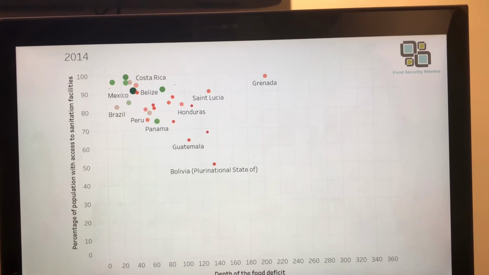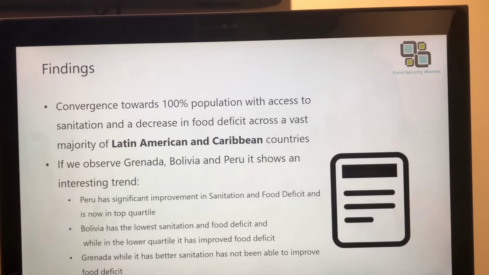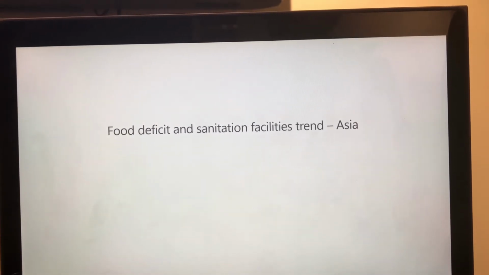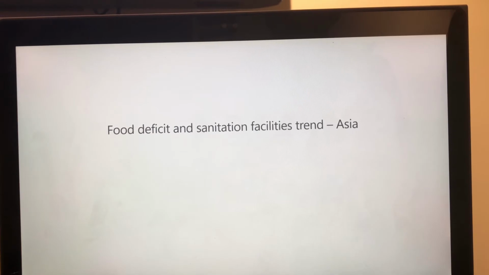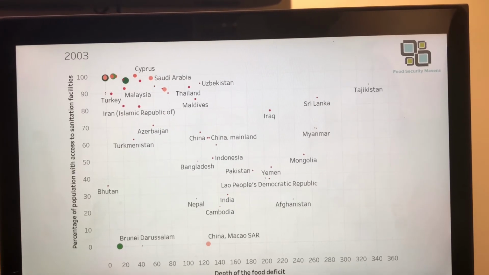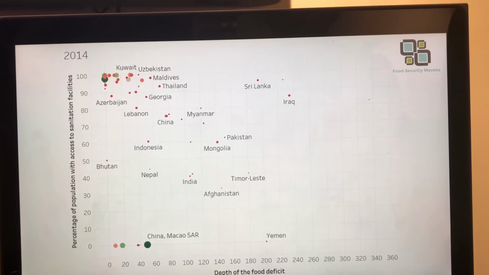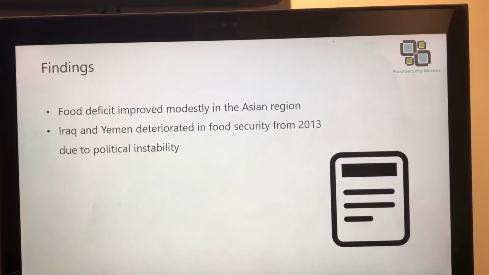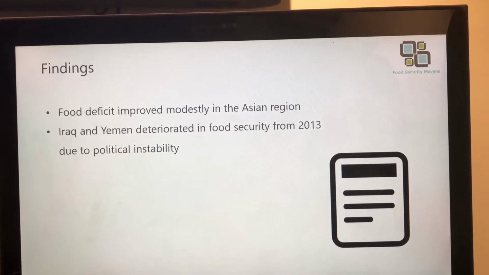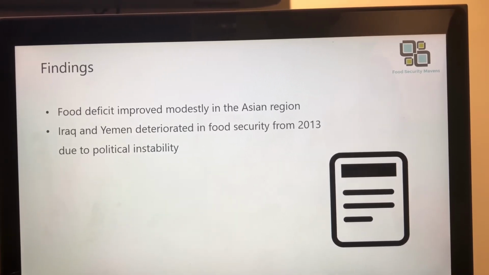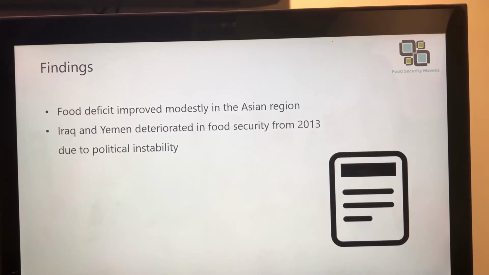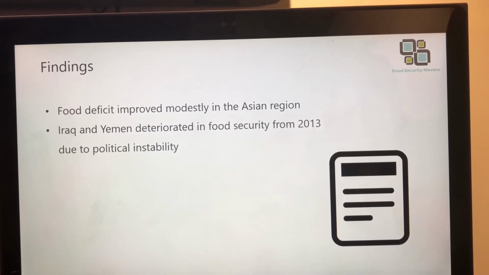Definitely improvement. This allowed us to further think that we may need to do clustering to find out countries where the problem persists. Now let's look into Asia. Again, we see significant improvements here. Definitely opportunities in some of the countries. Look into countries like Iraq and Yemen. There is some deterioration in food security, and this can be due to a special factor. It is political instability.